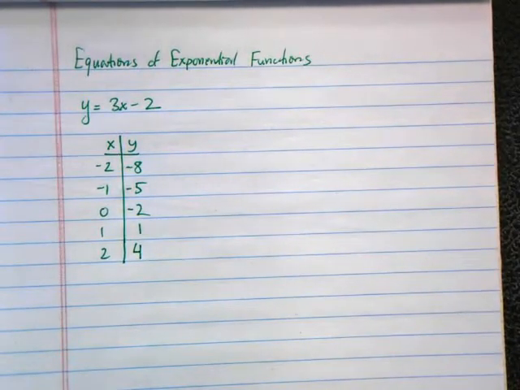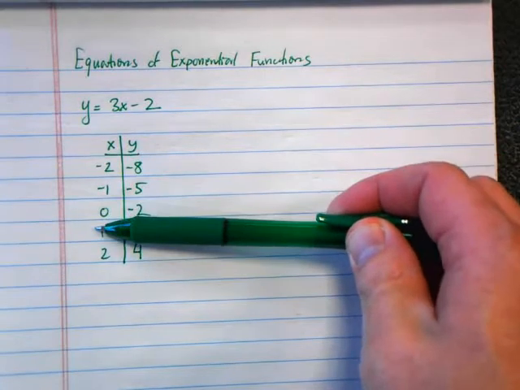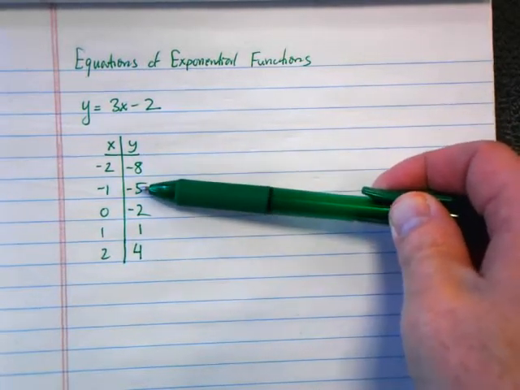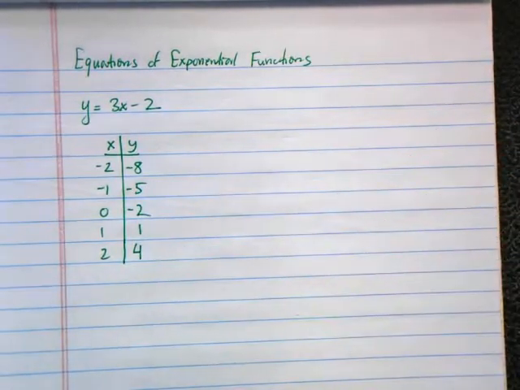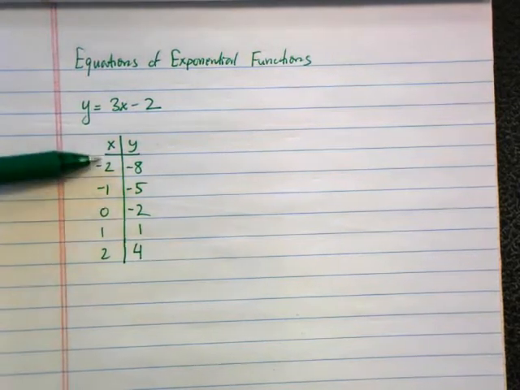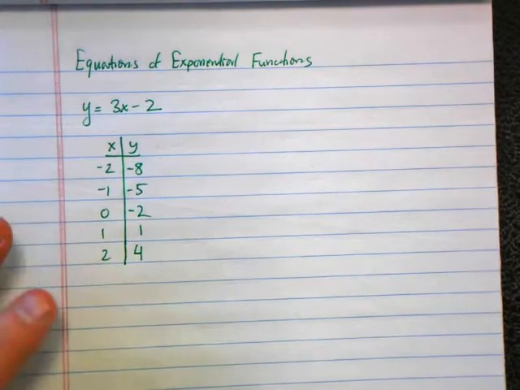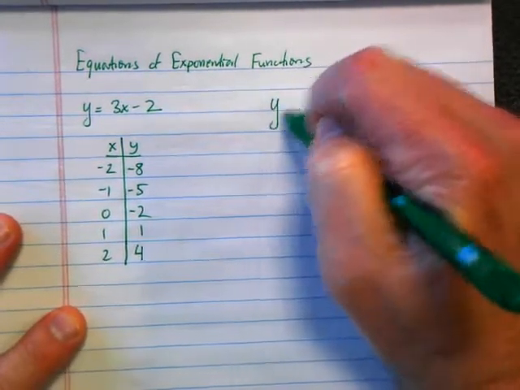What's the definite pattern? It goes up 3 each time. Each time when I go from -2 to -1 to 0 to 1 to 2, my y values go up by exactly 3 each time. Why do my y values go up by exactly 3 each time? Because the slope is 3, and that's what the slope says. The slope says if your x values change by 1, your y values will change by 3. All right, now, what about an exponential function?